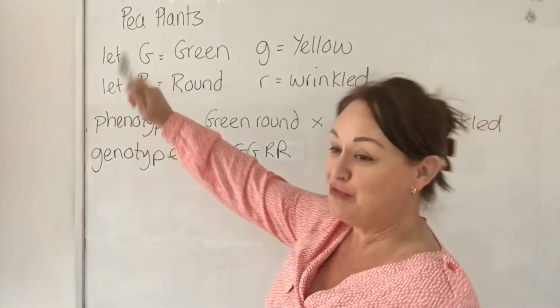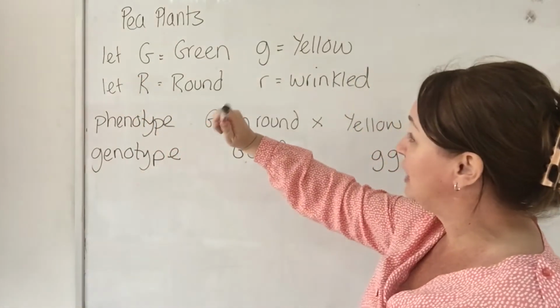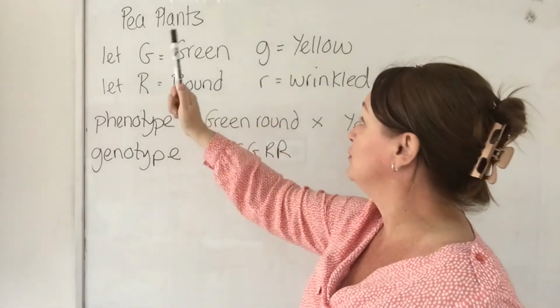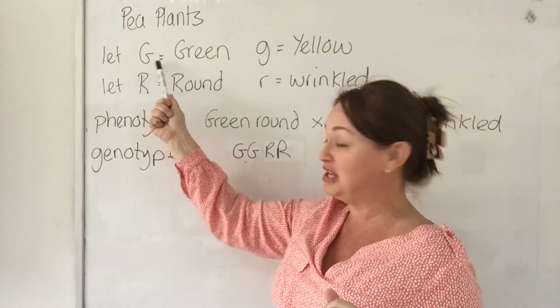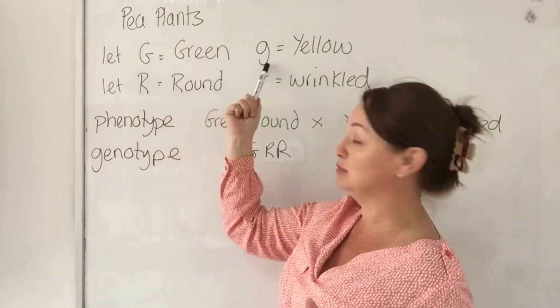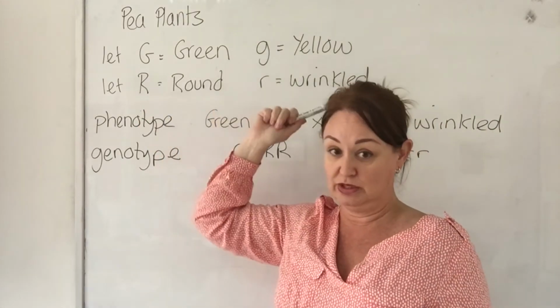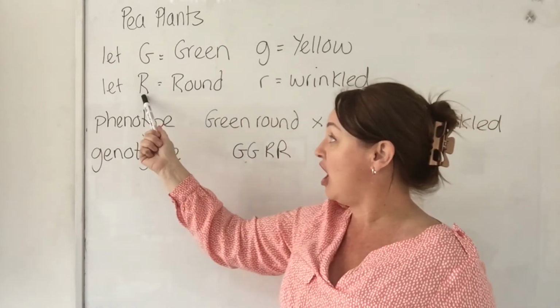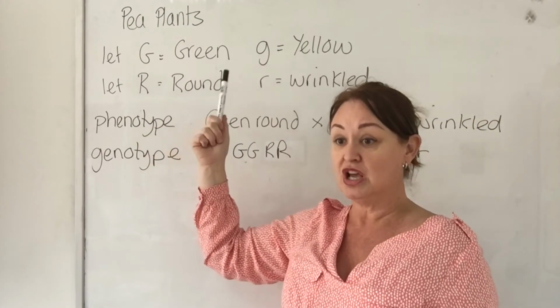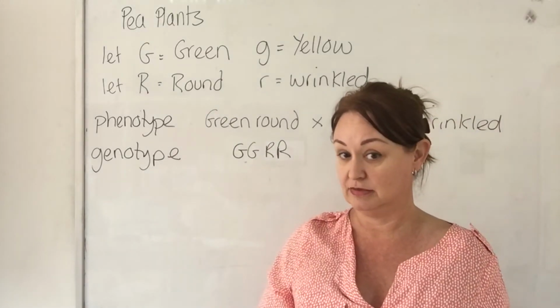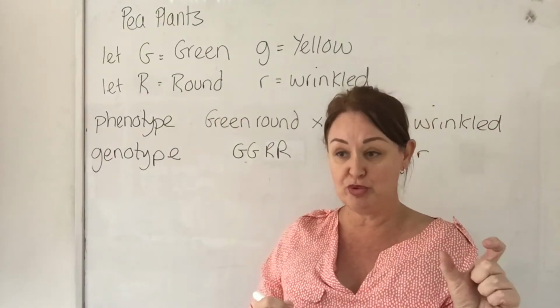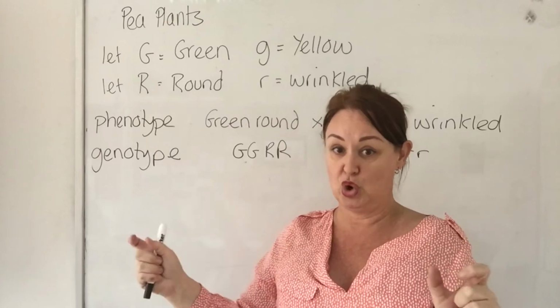So if we've got pea plants, let's imagine that we've got green and yellow types of plant. So we're going to let the big G equal green, the small g, obviously our recessive, equal yellow. And we're going to let R equal round, which is dominant, to the recessive, which is small r, which is wrinkled. Okay, and we're going to get a pure breed times a pure breed.